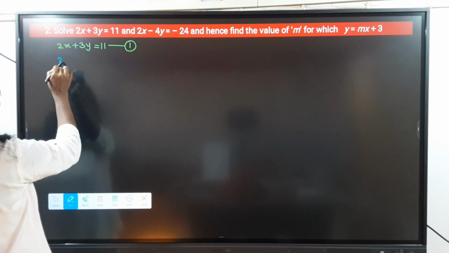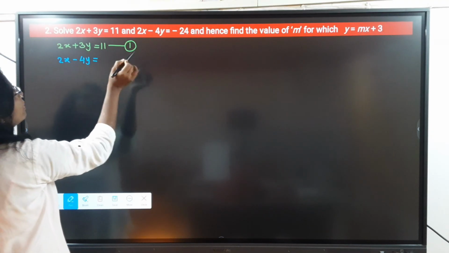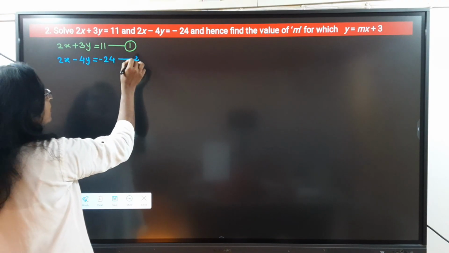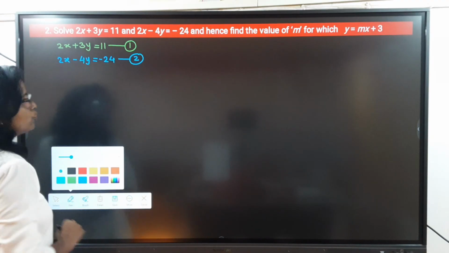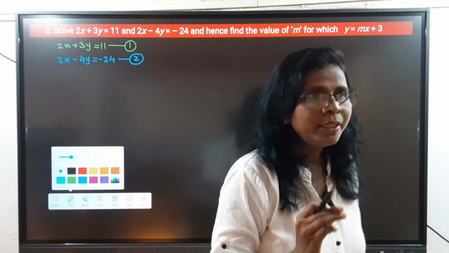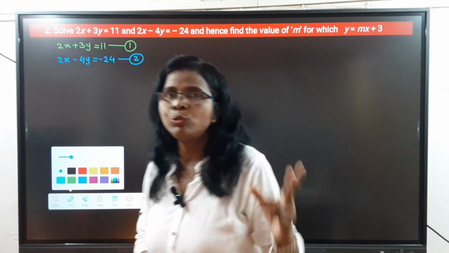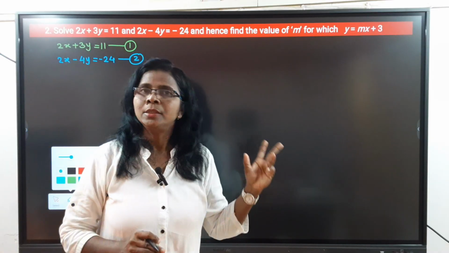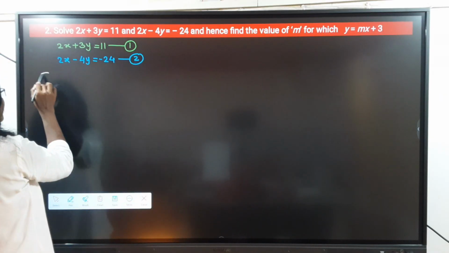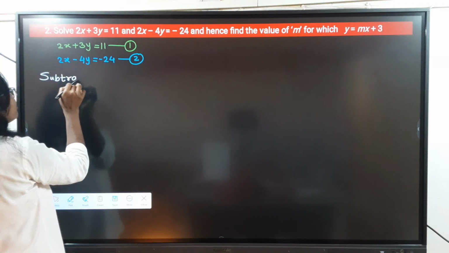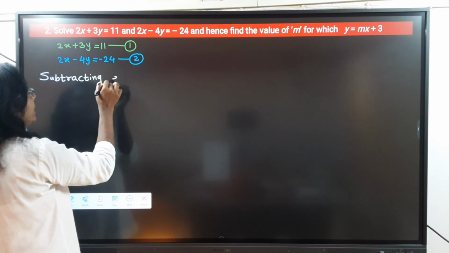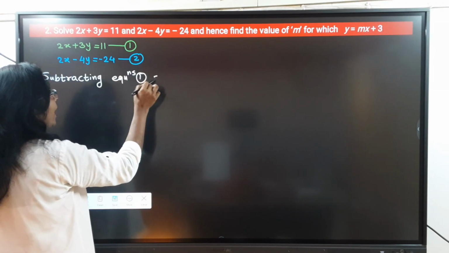And then the second one is 2x minus 4y is equal to minus 24, and I call it the second equation. If you observe these two equations carefully, their first term, 2x, is equal in both equations, and that's why I eliminate the x variable. So for elimination, I subtract equations 1 and 2.